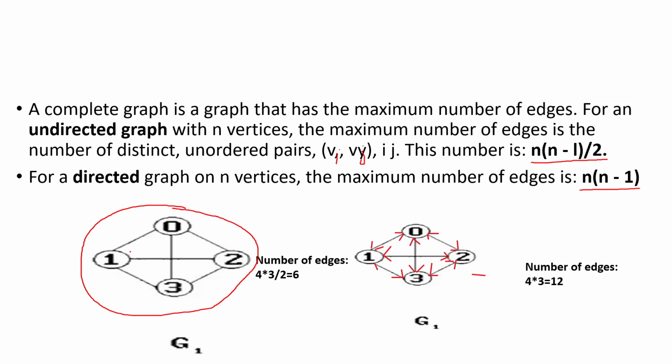All the vertices are connected to all the other vertices. 0 is connected to 1, 2, 3. 1 is connected to 2, 3, 0. 2 is connected to 0, 1, 3. 3 is connected to 1, 2, 0. The relation is 4 vertices into 4 minus 1, that is 3. 4 into 3 is 12 divided by 2. Half of that is 6. This is for an undirected graph.